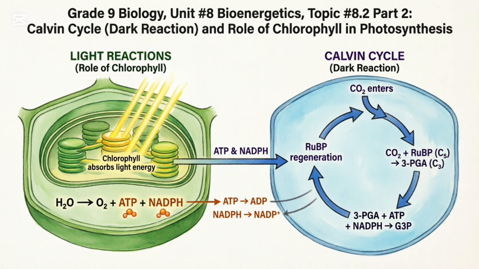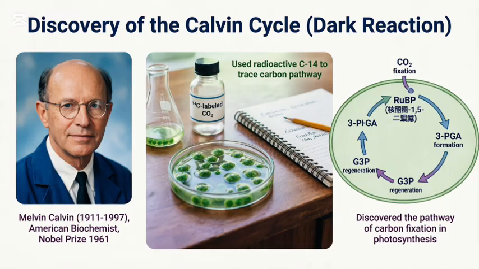Our topic 8.2, Part 2, Calvin cycle, from unit number 8, Bioenergetics, and the role of chlorophyll in photosynthesis. Now, we will start our topic with the discovery of the dark reaction, which is also named the Calvin cycle, discovered by scientist Melvin Calvin. And please note that this reaction takes place in the stroma of the chloroplast.